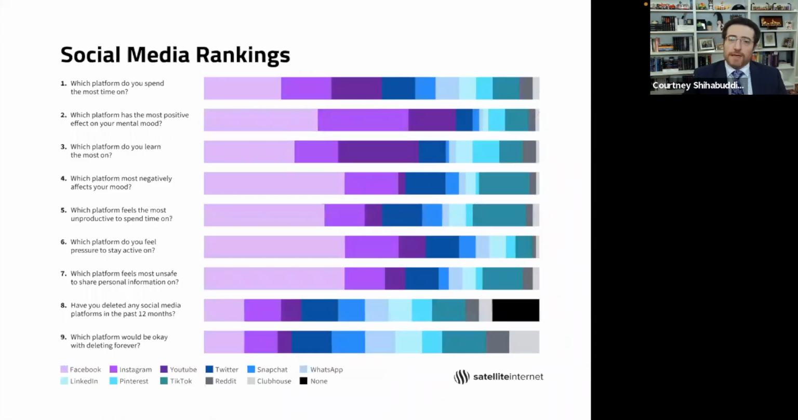The same survey had some interesting insight on how social media platforms affect people positively and negatively. You will notice Facebook leads the way both positively and negatively, but Instagram has more positive impact than negative impact.